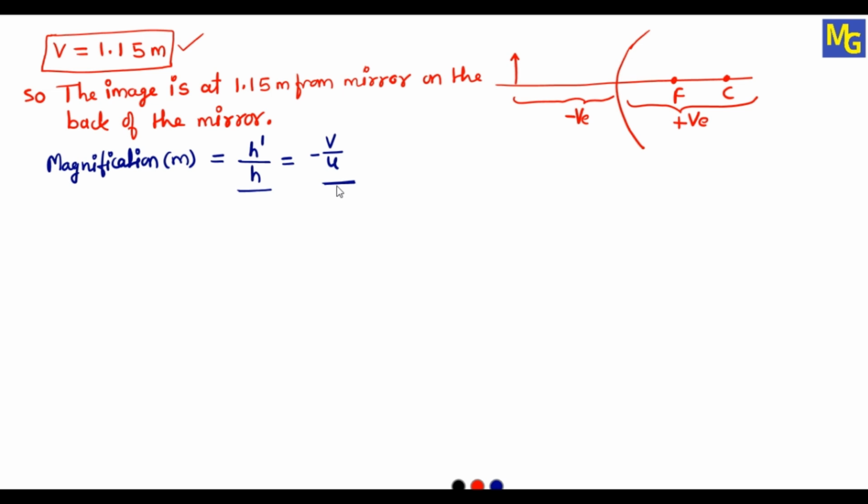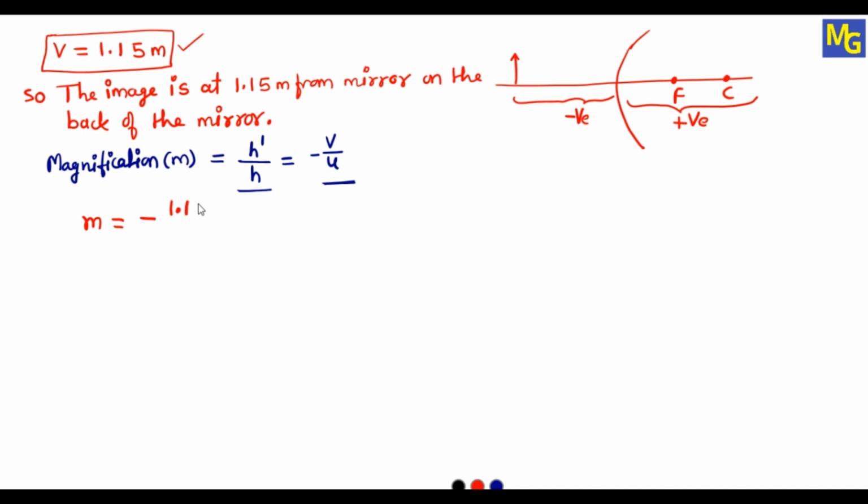Now if you focus on this sum, we don't have the height of the image and the height of the object, but we have image distance and object distance. Object distance we already have, image distance we just now found out. So we will use this formula to find out magnification. So substitute the values. So magnification m is equal to minus, how much is v? V is what we just got, that is 1.15.